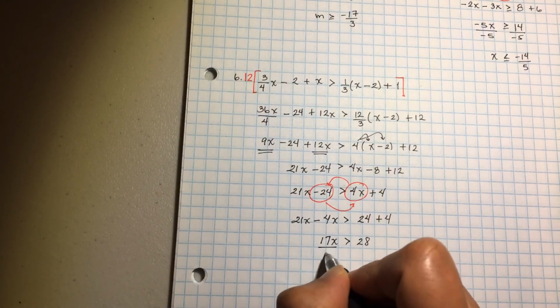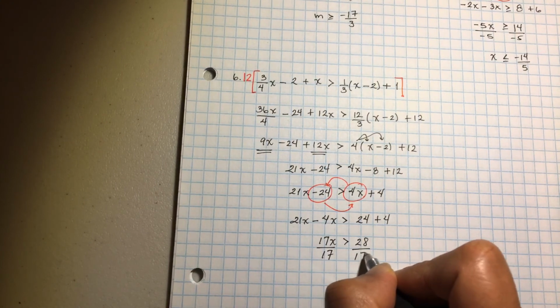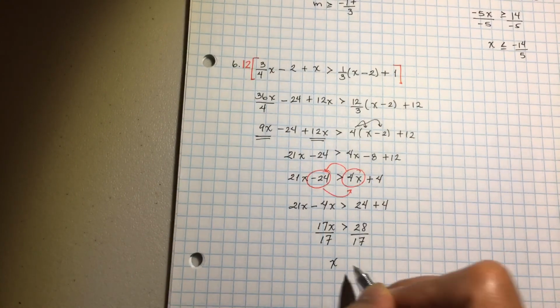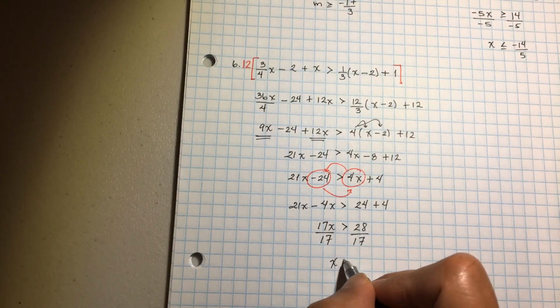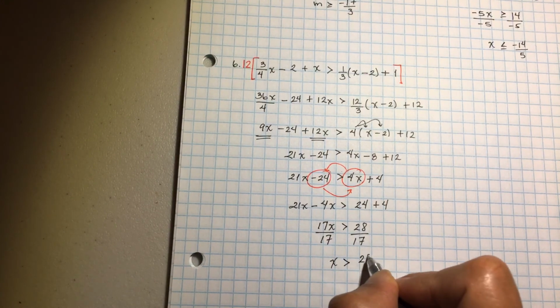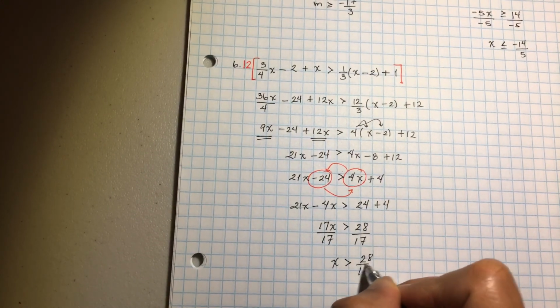We're going to divide now by 17. Okay, and are we dividing by a negative? No, we're not. We're going to keep the sign the same. So 28 over 17, your professor will let you leave it like that.